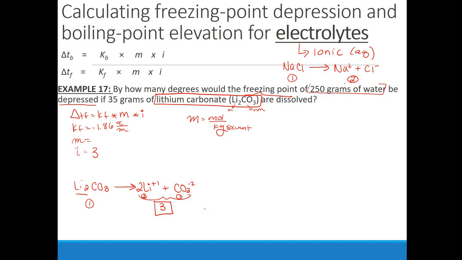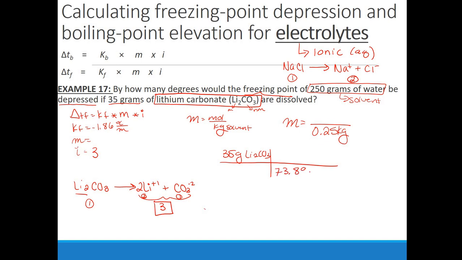So we're going to take the problem. We have 250 grams of water, which we already know is our solvent, so we're going to convert this into kilograms. So our molality equals, over 0.25 kilograms. Which means we have to find our moles. Well, we know we have 35 grams of lithium carbonate. So we take our 35 grams of Li2CO3 and convert that to moles, using the molar mass of lithium carbonate, which is 73.89 grams per 1 mole. Calculate that. We want 2 sig figs, so it'd be 0.47 moles of lithium carbonate. Put that on top.